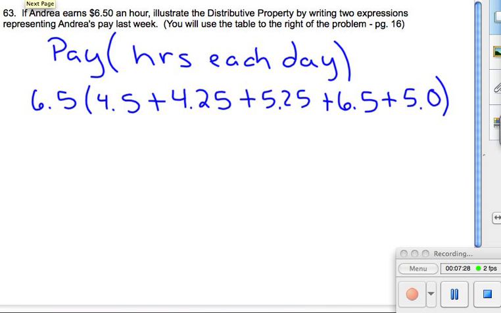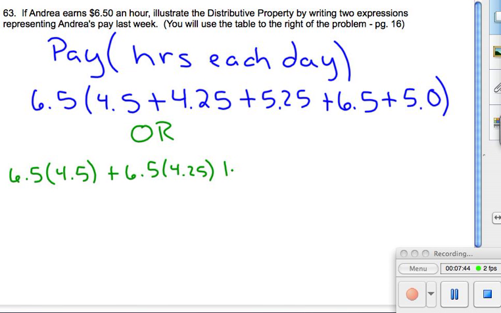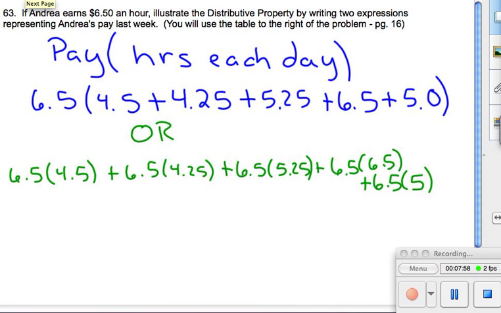The second way will be actually going through and using the distributive property. Taking that 6.5 and multiplying by everything in the parentheses. So 6.5 times 4.5 plus 6.5 times the 4.25 plus 6.5 times 5.25 plus 6.5 times 6.5 plus the 6.5 times the 5. Now, when you look inside the parentheses, you have 1, 2, 3, 4, 5 expressions.